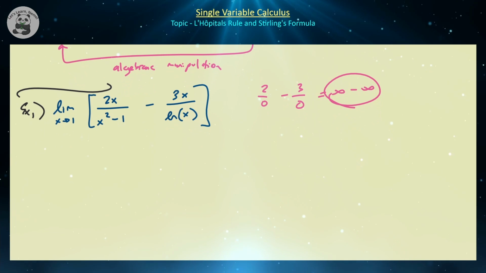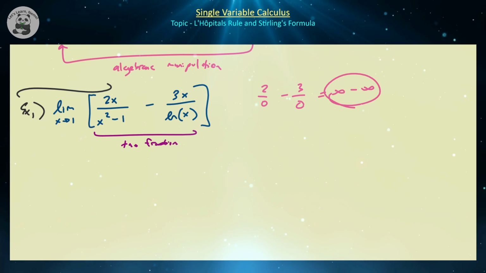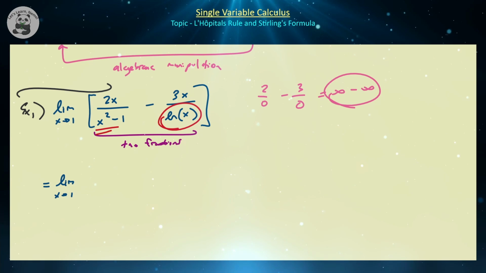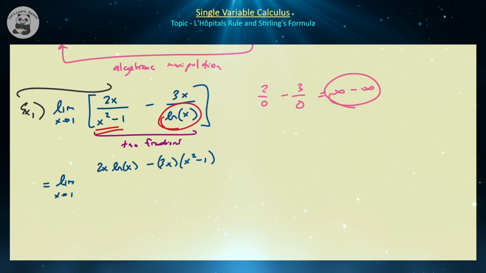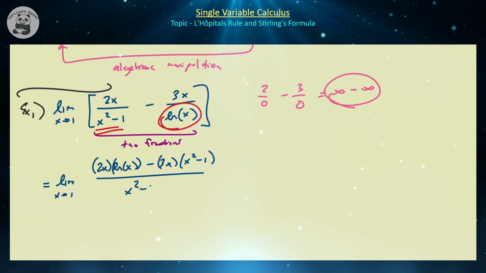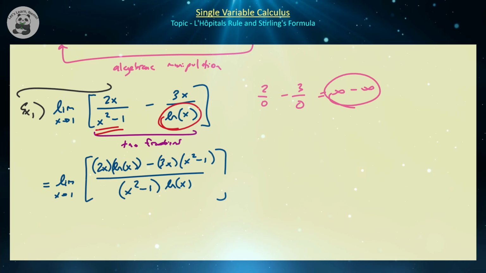So what we need to do is transform this into either a 0 over 0 or infinity over infinity indeterminate form, and then apply L'Hopital's Rule. So notice that we have two fractions in this expression, so a natural thing that we could do is put them into one fraction by getting a least common denominator. So what we can do is multiply the left one by natural log of x top and bottom, and the right one by x squared minus 1 top and bottom. So that's going to give us 2x times the natural log of x minus 3x times x squared minus 1, all over x squared minus 1 times the natural log of x, right? So that's what we get when we get that common denominator.